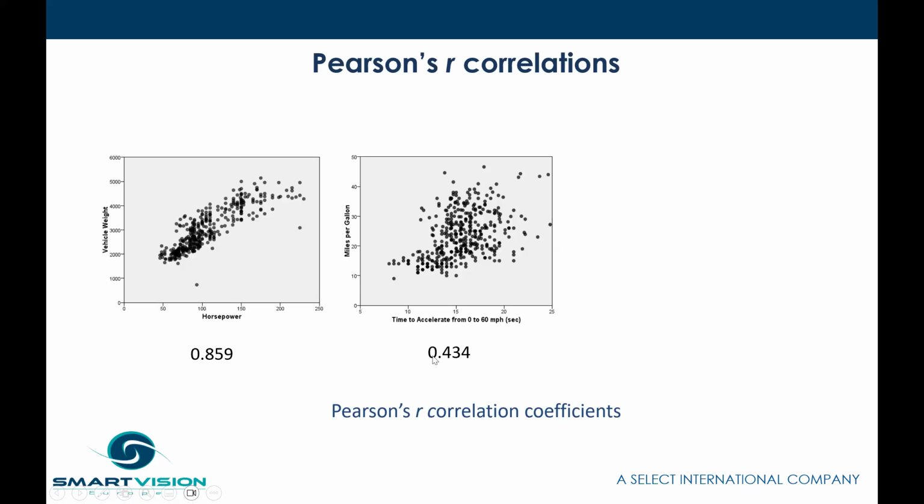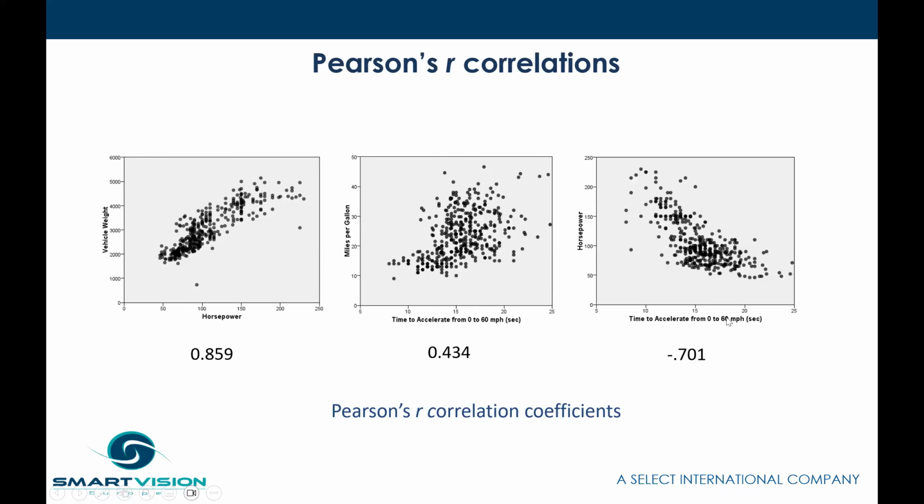So this one's a bit weaker. This is 0.434. This is time to accelerate from 0 to 60 against miles per gallon. Saying that, yeah, if it takes you longer to accelerate from 0 to 60, it's probably a bit better on the MPG. And here we have a negative relationship, which is time to accelerate from 0 to 60 against horsepower. If it takes you longer to accelerate from 0 to 60, then you probably have less horsepower.